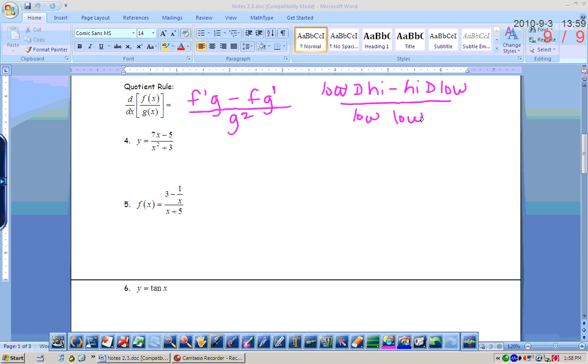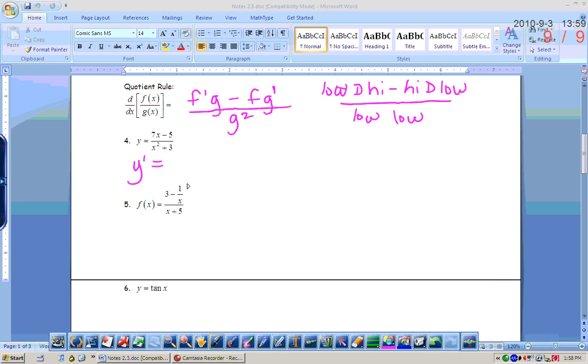All right, so low d high, low means bottom, and then d high means derivative of the top. So the bottom times the derivative of the top minus high is the top, d low is the derivative of the bottom, and then low low is squared. So whatever works for you. I do not care. If you love it, then use it.